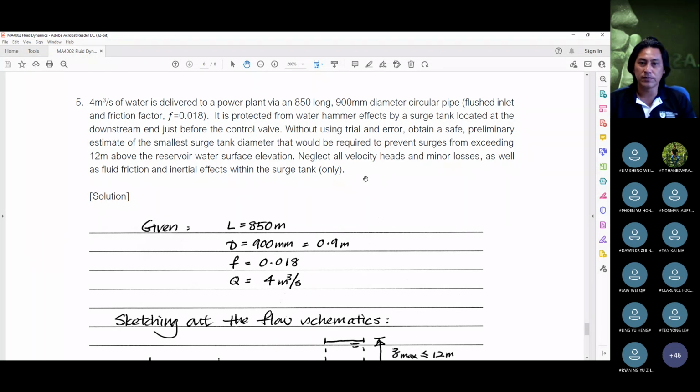Now, in solving this problem, we are to neglect all velocity heads and minor losses, as well as fluid friction and inertial losses within the surge tank. Okay, so there are actually friction factors associated with the surge tank as well. But we assume that they are negligible, just to simplify matters.